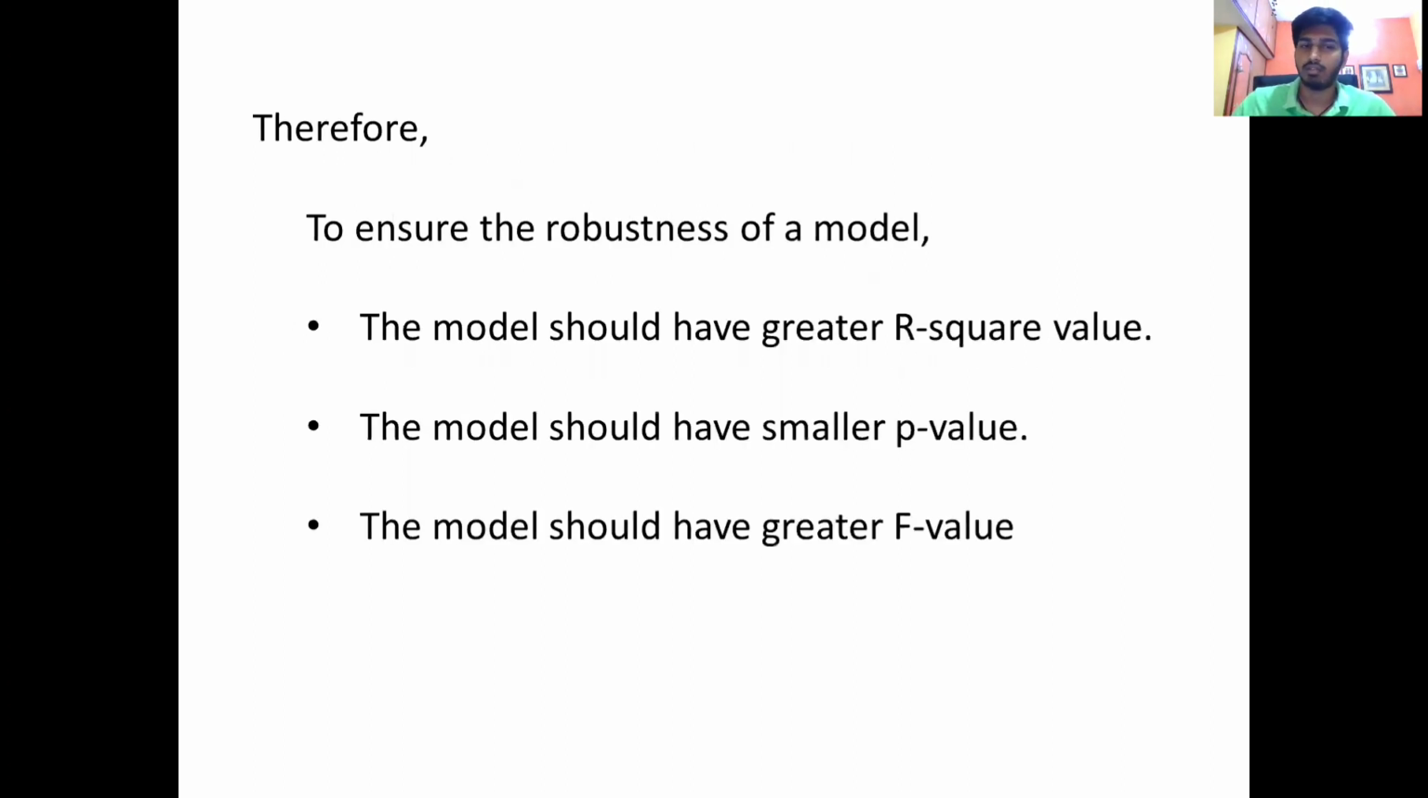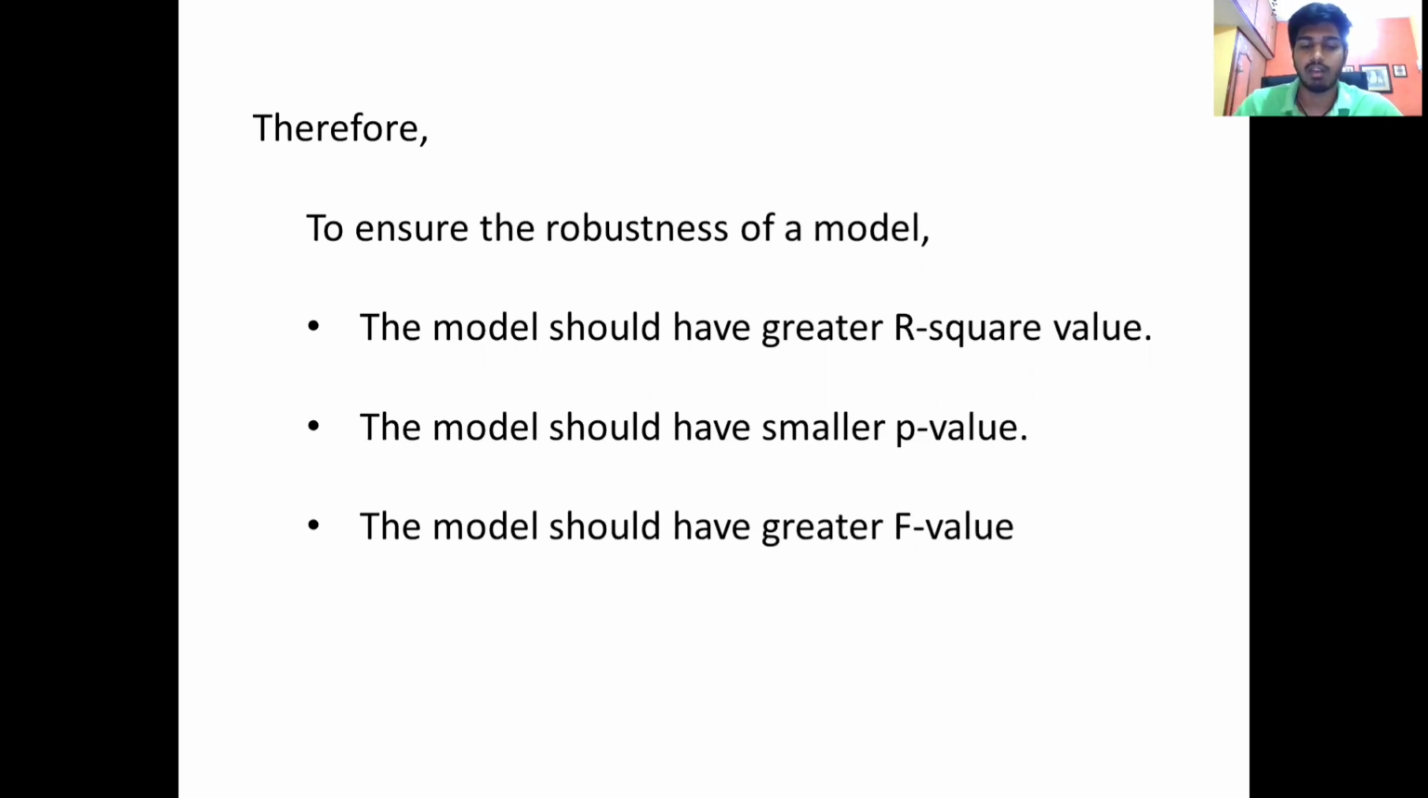Therefore, from this, we can conclude that to ensure the robustness of a model, the model should have a greater R squared value, a smaller p-value, and a greater F value. That is, the greater the R squared value, the smaller the difference between the observed and the fitted data, and the p-value should be smaller, that is below 5%, so that we can reject the null hypothesis or the test hypothesis.